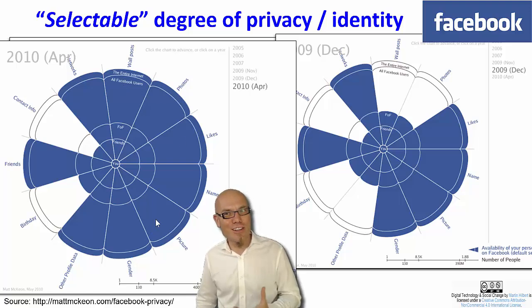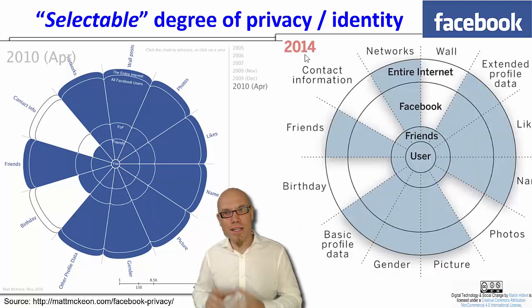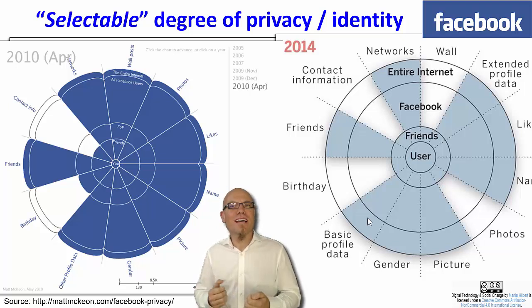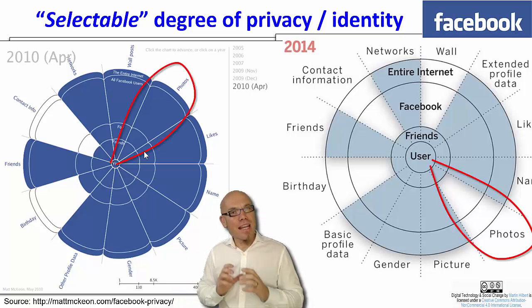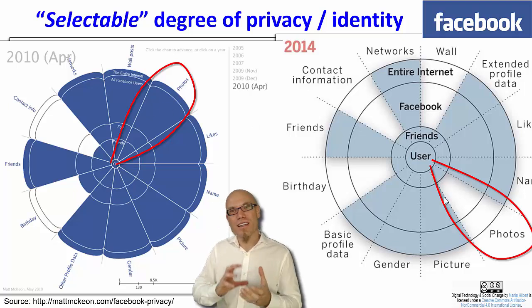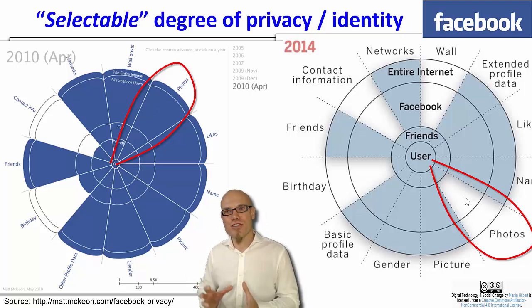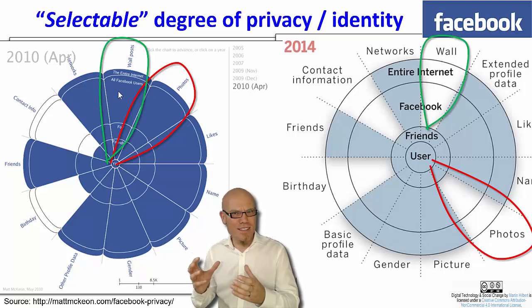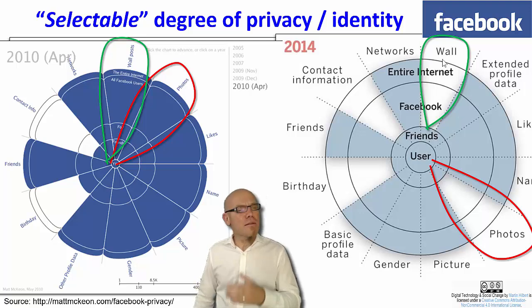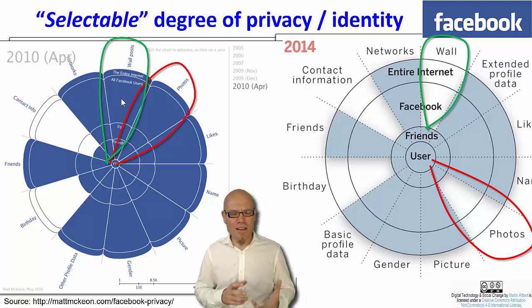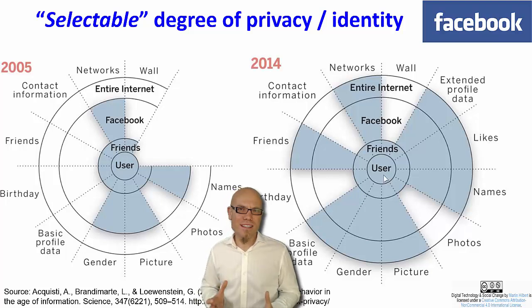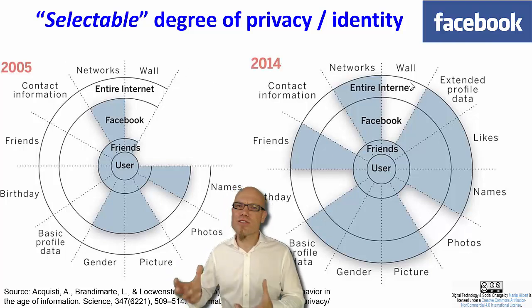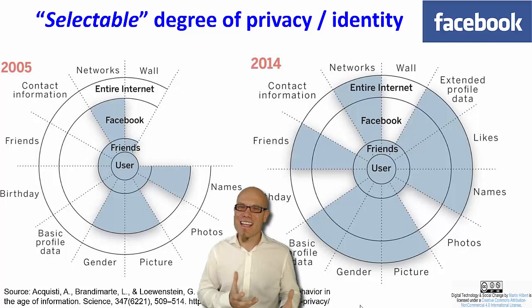So 4 years later, Facebook returned a little bit, and this is a different presentation, but what it shows is that it backpedaled, and by default, your photos in 2014 were not anymore shared with the entire internet, as were your wall posts. So actually, privacy settings became stricter again. But in general, if you compare 2005 and 2014, you can see a clear tendency towards a default setting which aims at sharing and exposing as much as possible.